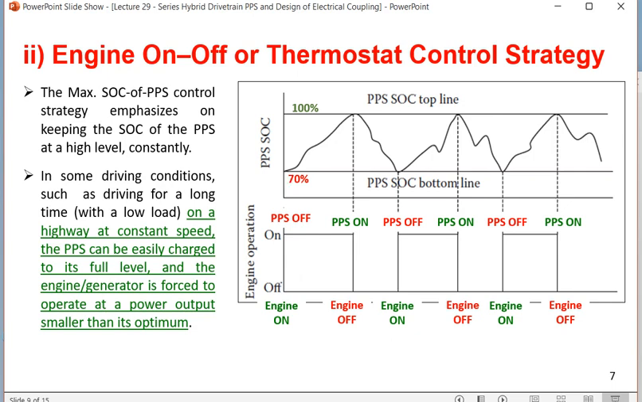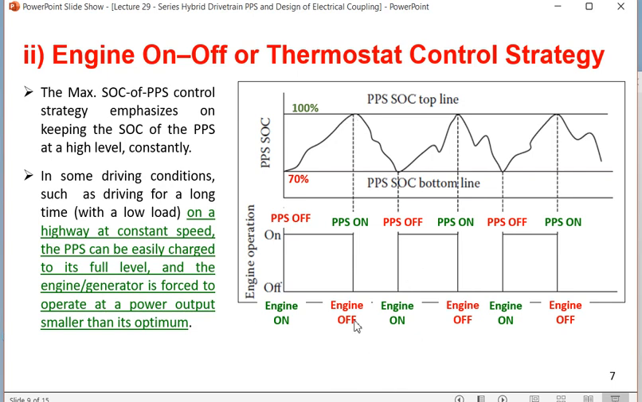When the engine is on, it is doing 2 works. One is giving power for the traction, and at the same time the engine is charging the PPS source. As long as the engine is on, which is like a binary kind of thing, at this point suddenly you make the engine off. So in this first region of engine on, the engine is giving the main power for traction to the vehicle, as well as charging the PPS source or battery. After this much engine on time, the battery is charged up to 100%. As soon as the battery goes to 100%, the engine is off.